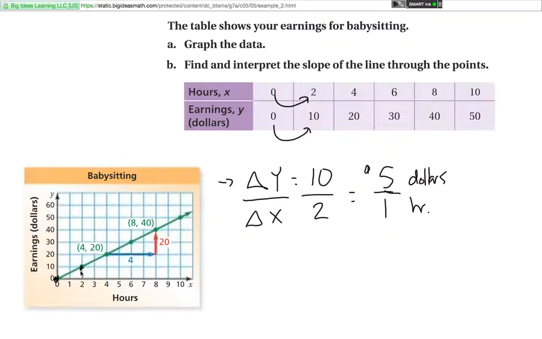Well, look at our graph. Does that make sense? At 0 hours, you make nothing. At 1 hour, looks like it's about 5. So 1 hour, $5. 2, 10. Yeah, it seems to work out pretty well. So you can actually use slope to find out your rate. You can find out unit rate. Find a lot of cool things out using slope.